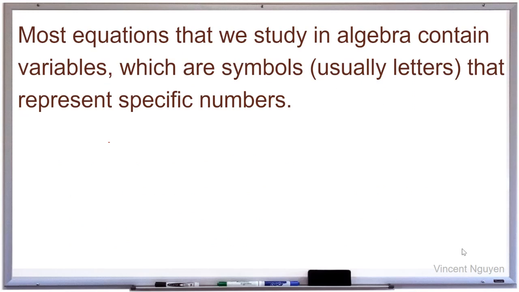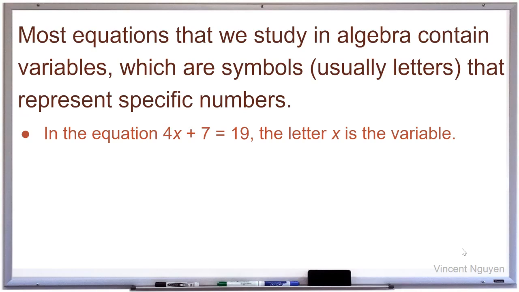Most equations that we study in algebra contain variables, right? The variables are letters like x, y, z, m, n. These letters represent specific numbers. The equations we're going to solve today are going to have answers, actual numbers that go with them.